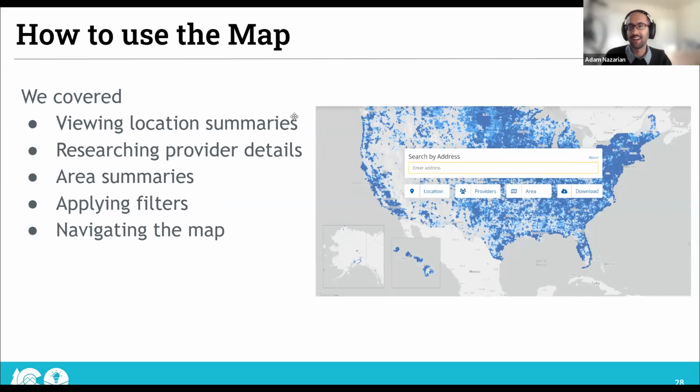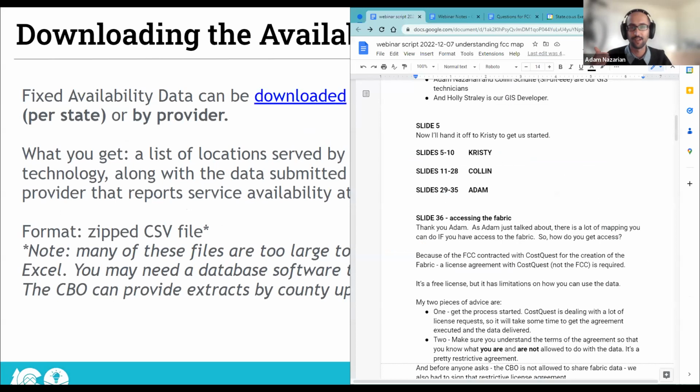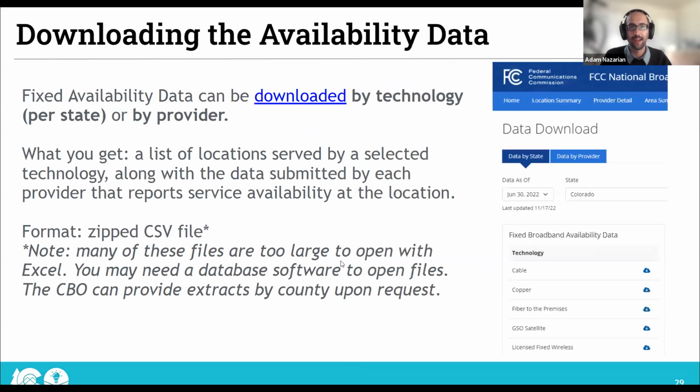All right. Hi, guys. My name is Adam Nazarian. I'm also a GIS technician out here, and I'm going to be discussing how to download the data availability or service availability data and bring it into software to use the data, maybe to do statistics or do some more heavy duty things than the graphical user interface that the FCC provides on their map.